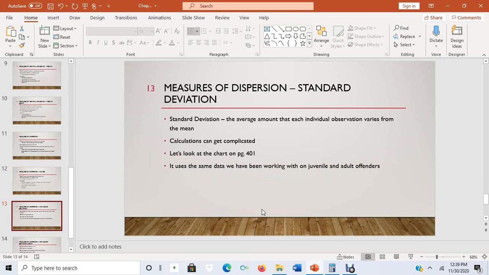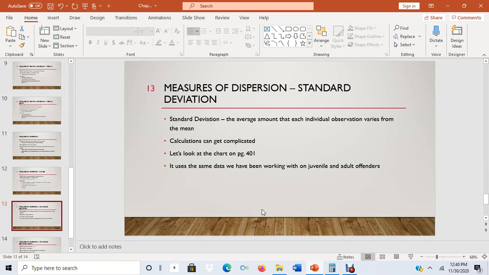All right, the standard deviation is a little bit more complicated. This is the average amount that each individual observation varies from the mean. In other words, we have the mean of our distribution, and the standard deviation tells us the amount that each individual observation varies from that mean. We have a lot of observations that will be exactly on the mean, but then we have some that might be above or below the mean. The standard deviation just tells us the amount that those observations vary.